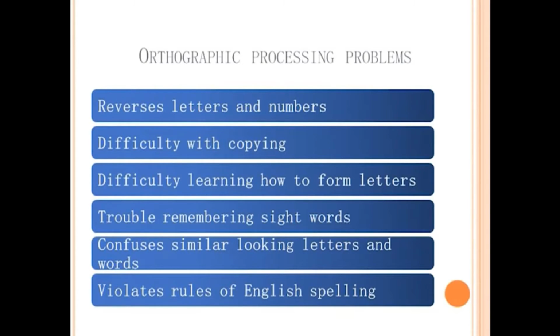Children with dyslexia may have orthographic processing problems. Let me start with the definition of orthography. Orthography is the writing system of a language that includes letters, words, numbers, and punctuation marks. Some children have a deficit in this orthographic processing. That means that they have difficulty using letter and word patterns to aid in pronunciation. Here are some of the ways that might be reflected.